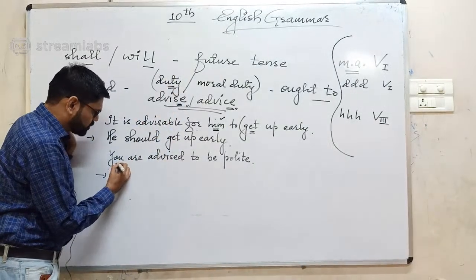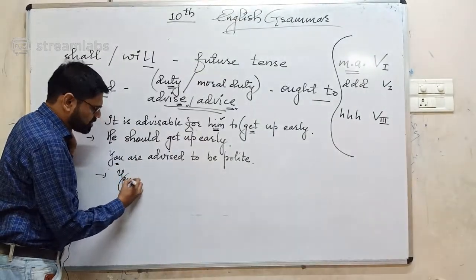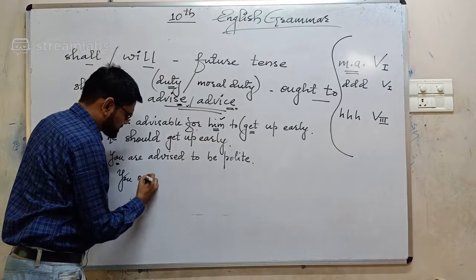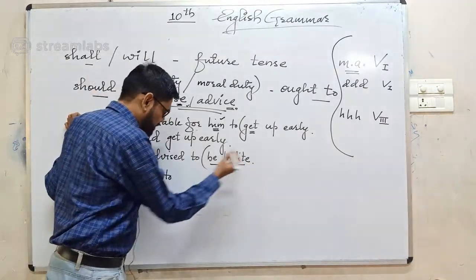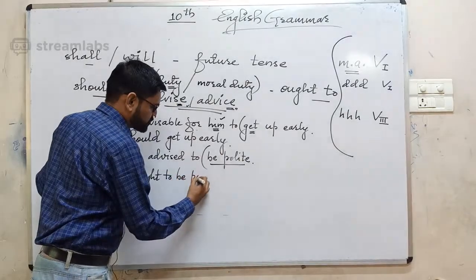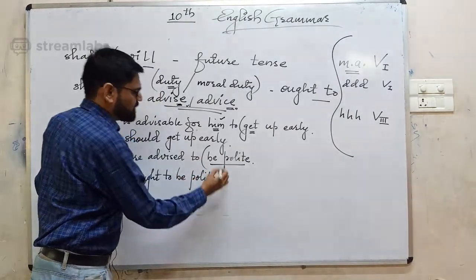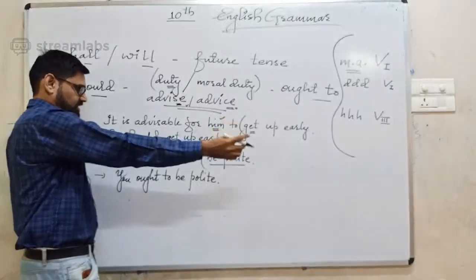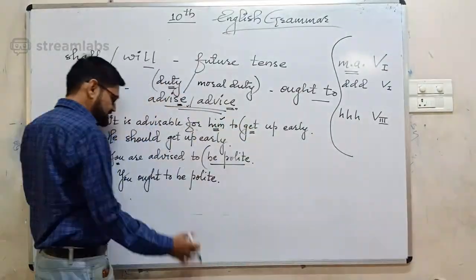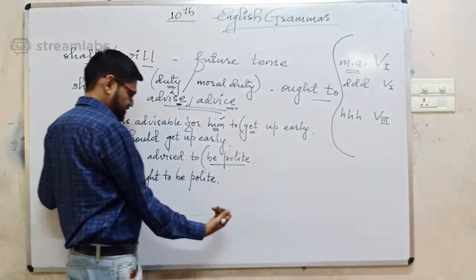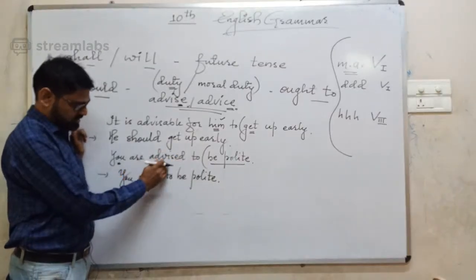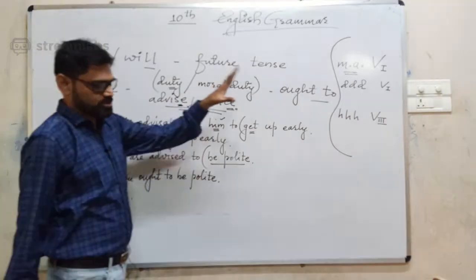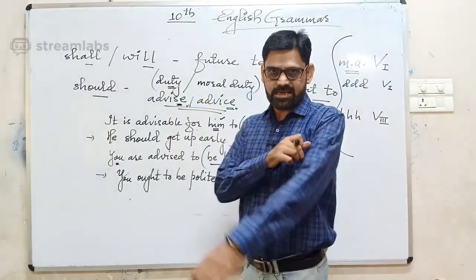Subject, you. Should or ought to. Okay, let's use ought to this time. You ought to be polite. You ought to be polite or you should be polite. Whatever the instruction says, if it is right using should, or it is right using ought to, any of them. Now, you ought to be polite. This is shorter than the given sentence. This is what the use of modal auxiliary is.